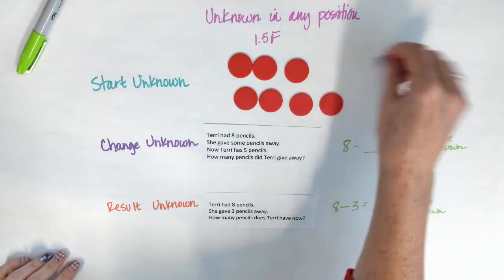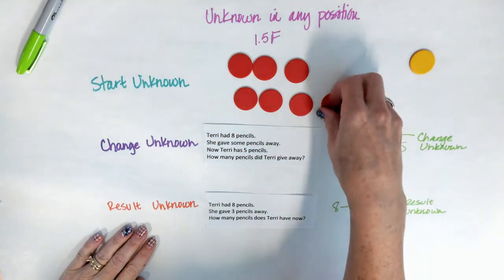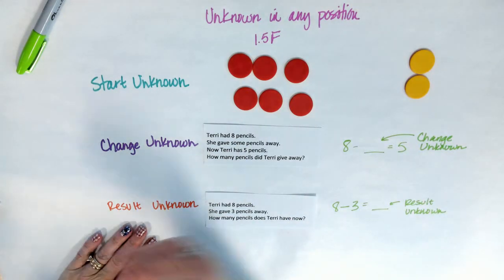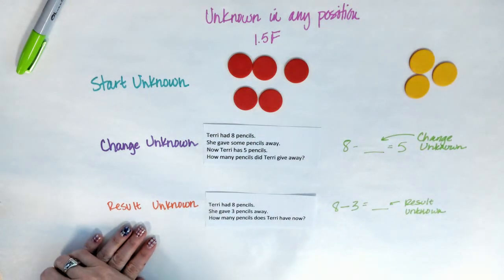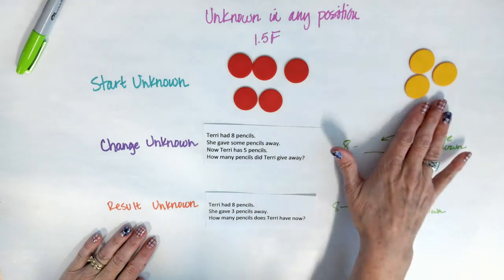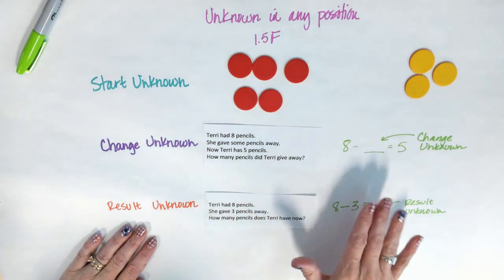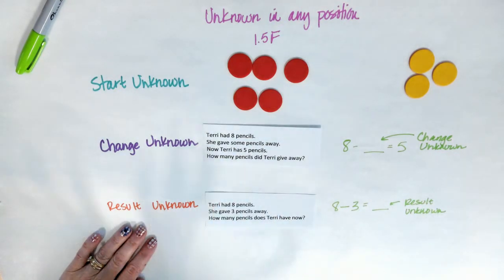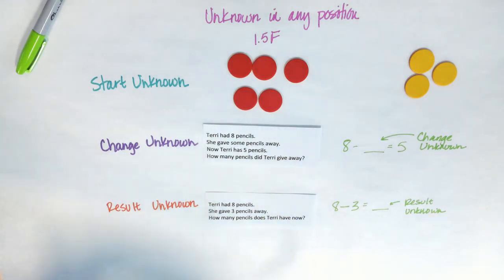Well, if I take 1 away, do I have 5 left right now? No, I have 7. If I take another one away, do I have 5 left right now? No, I have 6. If I take another one away, now does Terry have 5 pencils left? Yes, Terry has 5 pencils left. So how many did I give away? I gave away 3. So I can model it, I can write it in an equation, I can make sense of it with the problem, and I can do it step by step with small numbers so that kids are making sense of it. Then we can move to larger numbers.